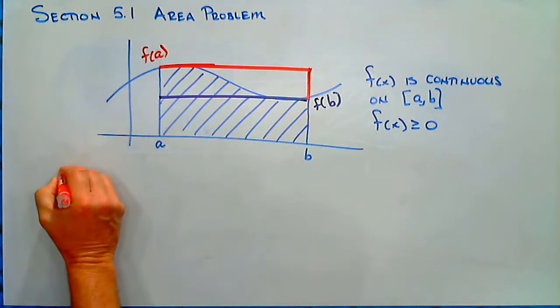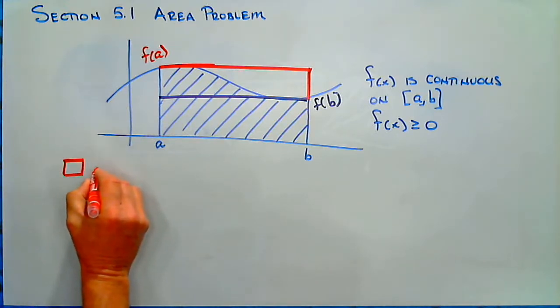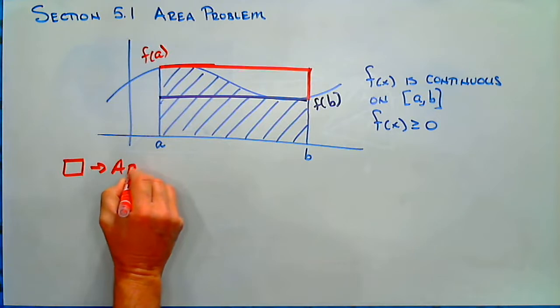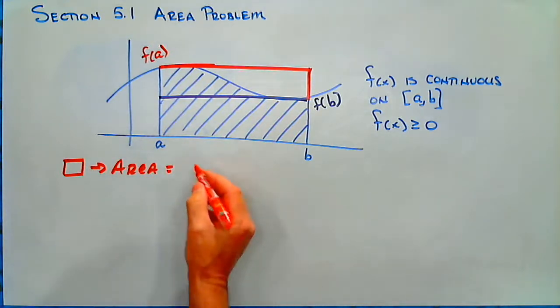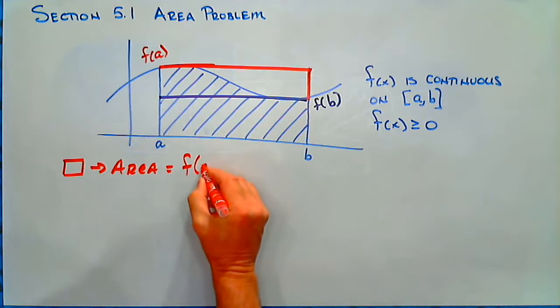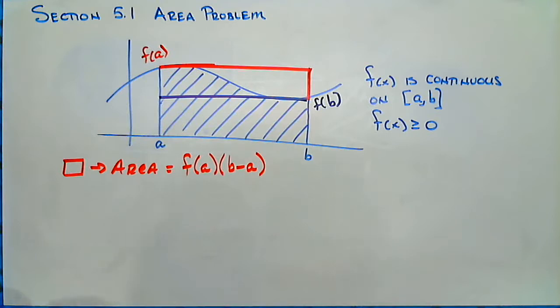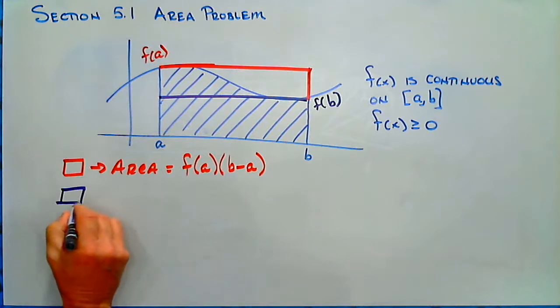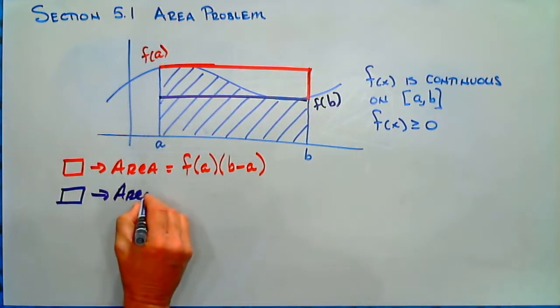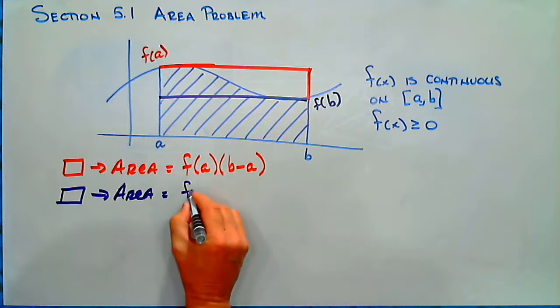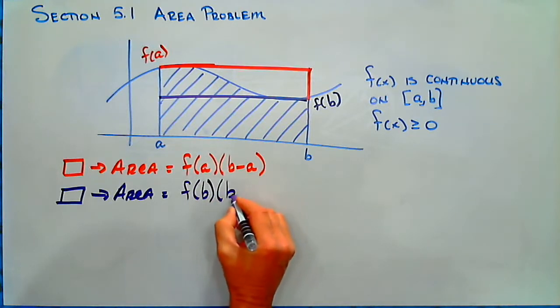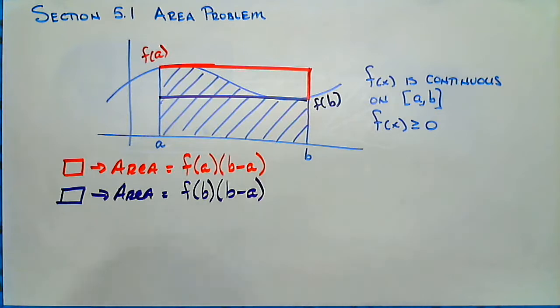So for our red rectangle, the area is going to be the height, f of a, times the width, b minus a. And for our purple rectangle, the area is going to be f of b, the height, times the width, which again is b minus a. Now, we know something about both of these results, right? We know they're wrong. That's what we know.